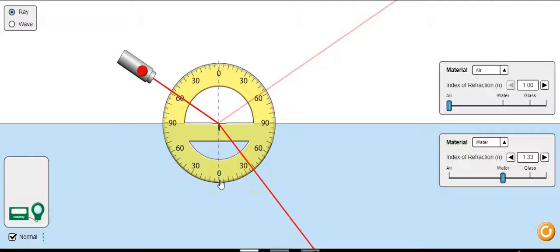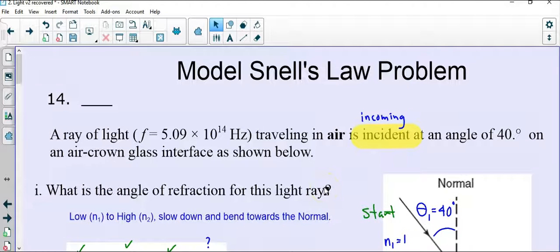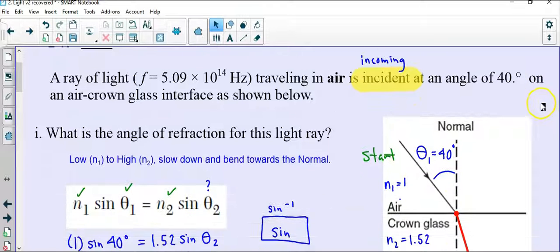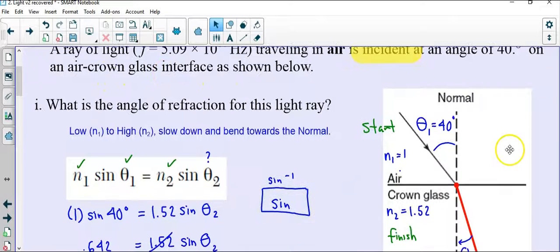Let's take a look at a sample problem with some mathematics. In the following model Snell's law problem, I have chosen to look at several factors such as angle of refraction, new speed, and change in wavelength for a ray of light of frequency 5.09 times 10 to the 14 hertz, traveling in air, which is incident at an angle of 40 degrees on an air crown glass interface as shown below.